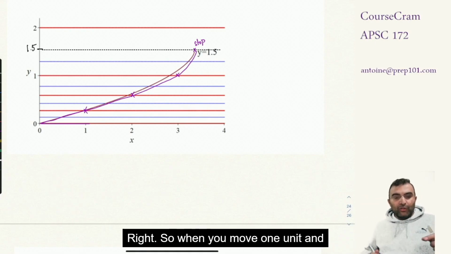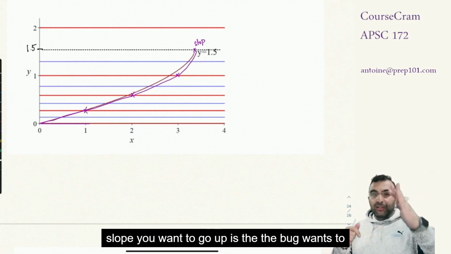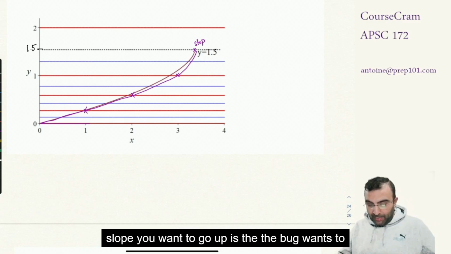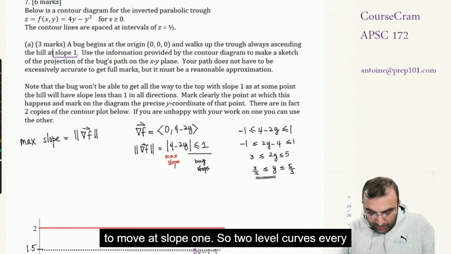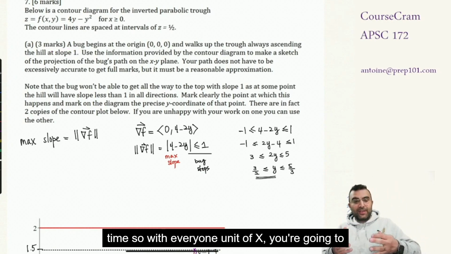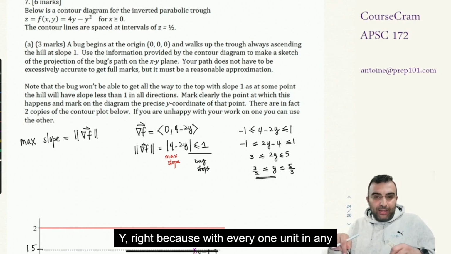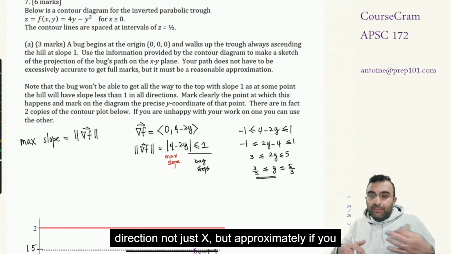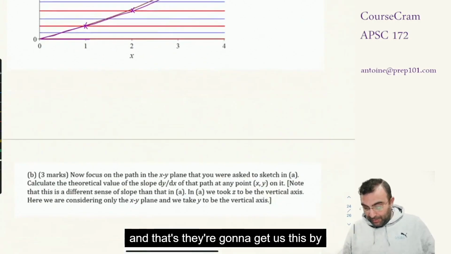So when you move 1 unit in x, you need to cross 2 level curves, because the bug wants to move at slope 1, so 2 level curves every time. Technically, with every 1 unit in any direction, not just x. But approximately, if you move 1 unit with x, you're going to get 1 unit of y, and that's going to get us this path.